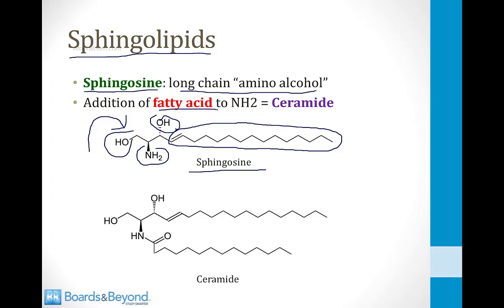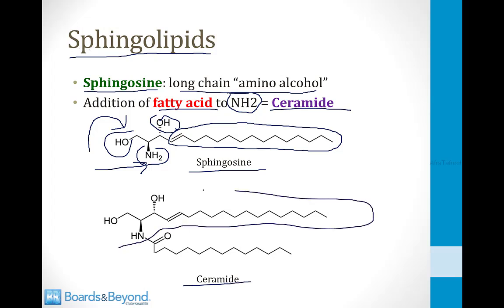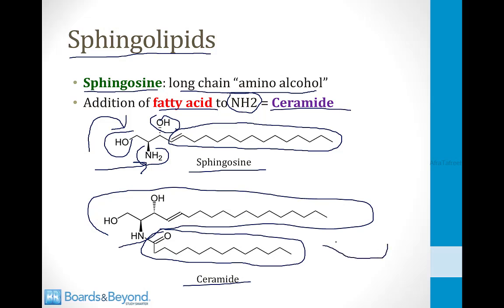Now, if you add a fatty acid to the NH2 group on sphingosine, this NH2 group here, you will get a structure called a ceramide. This is an example of a ceramide on the screen. You can see that the top portion is sphingosine and the bottom portion is a fatty acid that has been added. And most of the molecules that accumulate in lysosomal storage disorders are ceramide derivatives. They all contain sphingosine and they are all examples of sphingolipids.